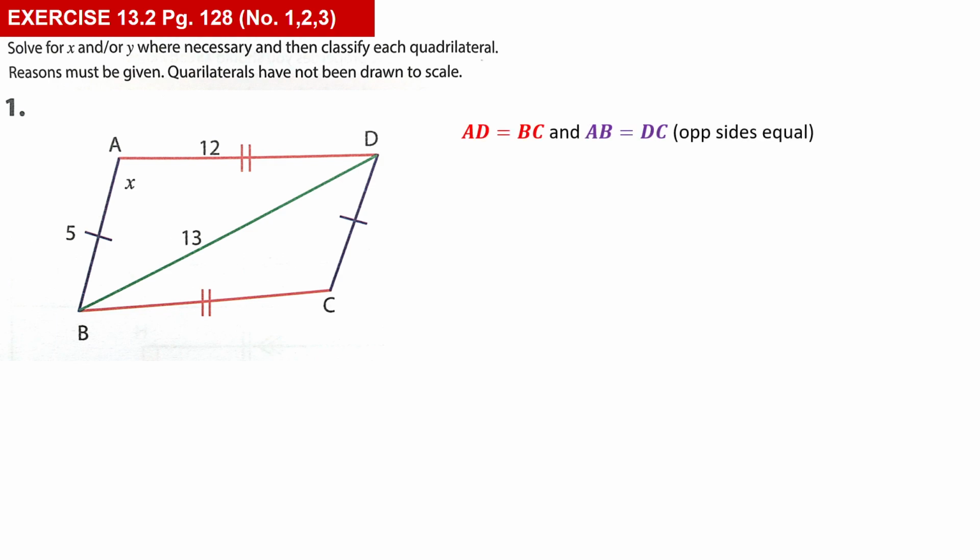We know that the line AD, so the red lines are equal to each other, and then the purple lines are equal to each other, so the opposite sides are equal. That means if the opposite sides are equal, either it's going to be a rectangle or parallelogram. Obviously if all of them were equal, it would have been a square or a rhombus, but only the opposite sides are equal. Then the other thing that they give me is that this purple side here has 5, the red part is 12, and then this green line is 13.